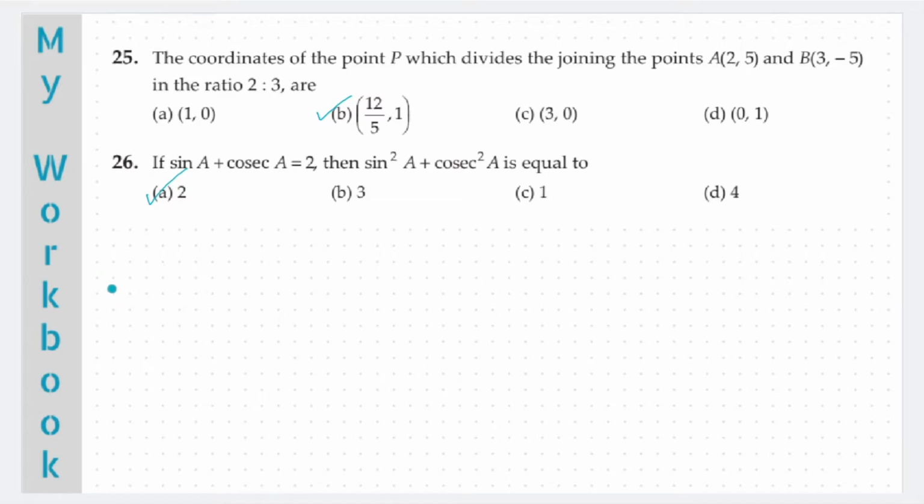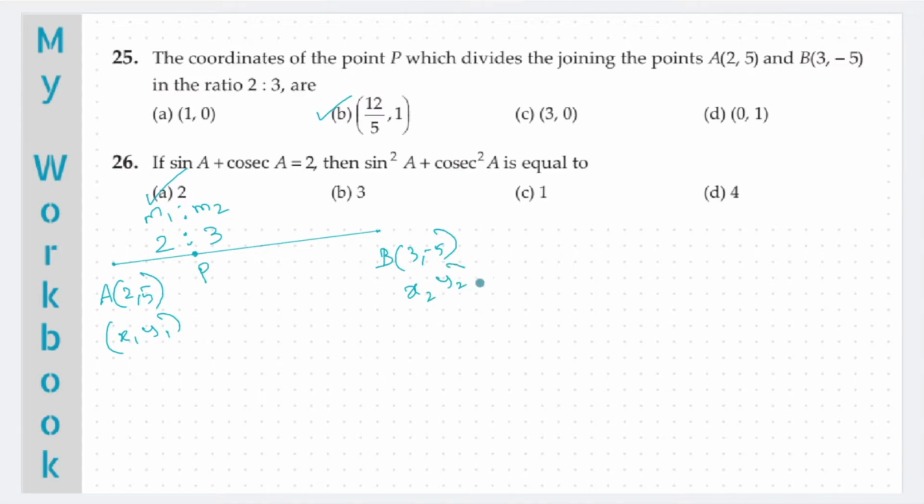Solving 25th question. Point A's coordinates is 2 and 5, and point B's coordinate is 3 and minus 5. Now there is a line segment AB. Let point P divide it in the ratio 2 is to 3. Normally we denote it as m1 is to m2. The first point is denoted as x1, y1, and the second point is x2, y2.